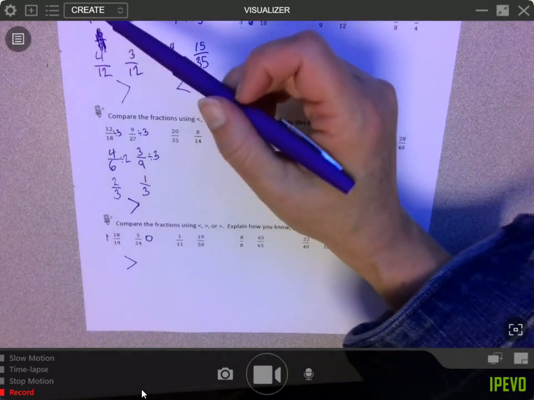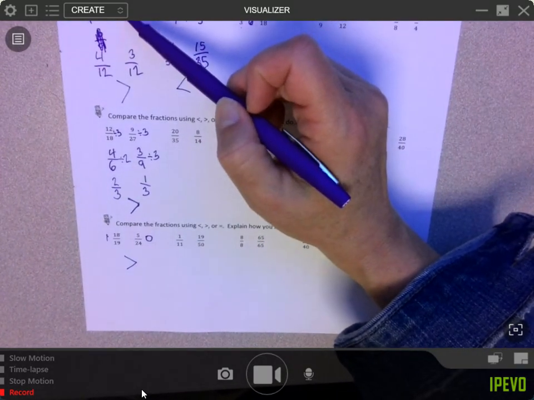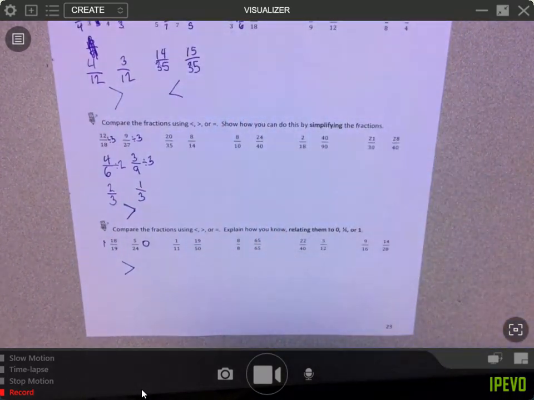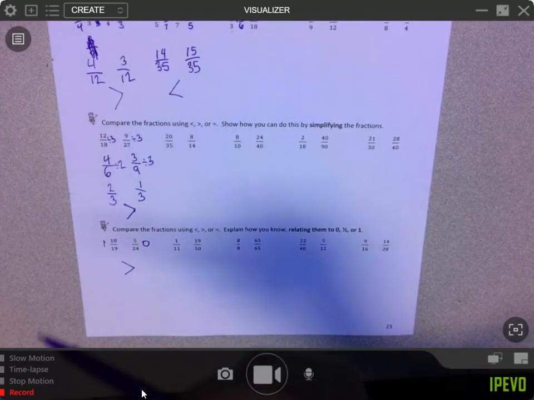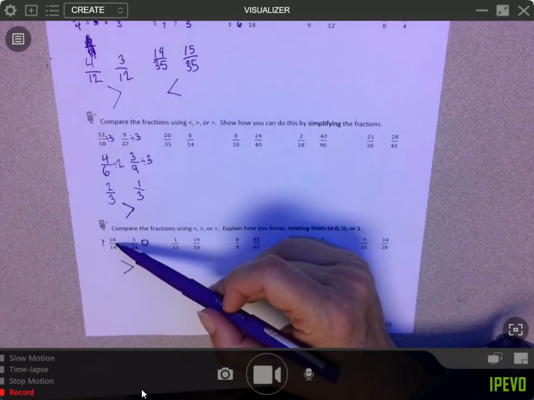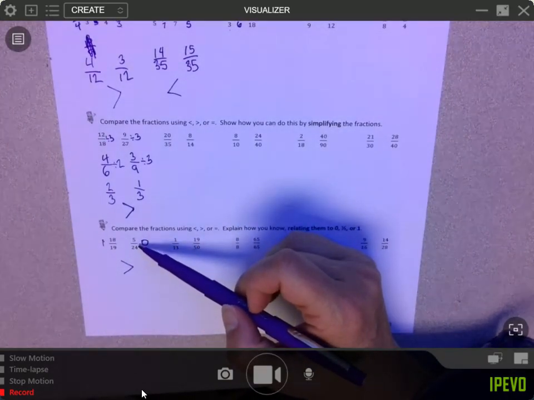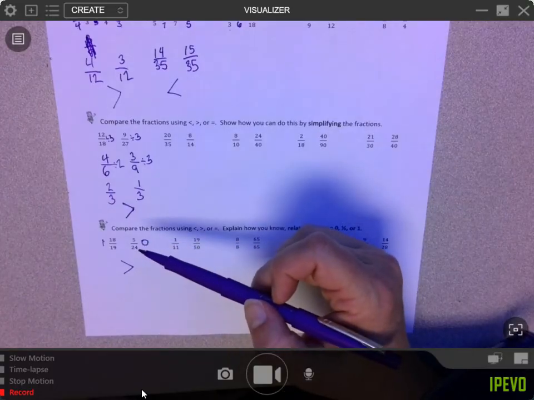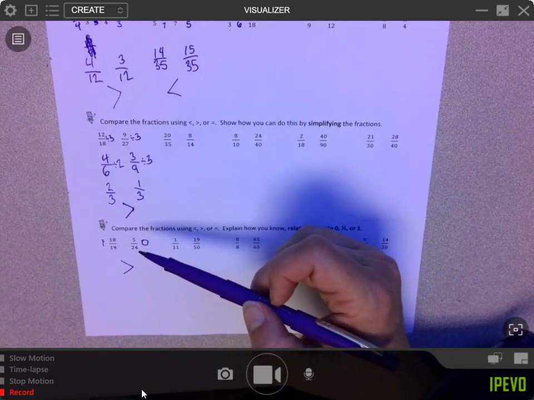If we looked up at the top, 1/3 and 1/4, they're both closer to 0. So we couldn't use that method for that. But for these ones, because they're so different, this one's closer to 1 whole, this one is closer to that 0. Obviously the one that's closer to 1 whole is going to be bigger.